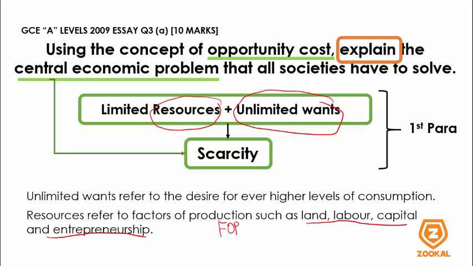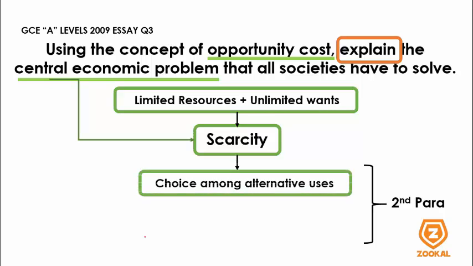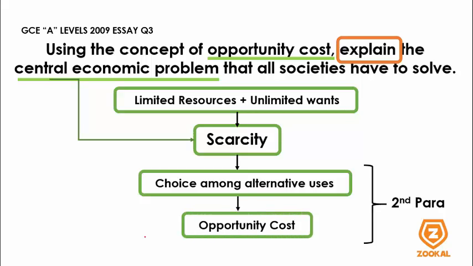After explaining what scarcity is, you have to tell the examiner what results from scarcity, and this will be your second paragraph. Because resources are scarce relative to human wants, individuals and societies must make choices among alternative uses. But in making any choice, there will always be a trade-off. When you make a choice, you have to give up an opportunity of doing something else, and this is known as opportunity cost.